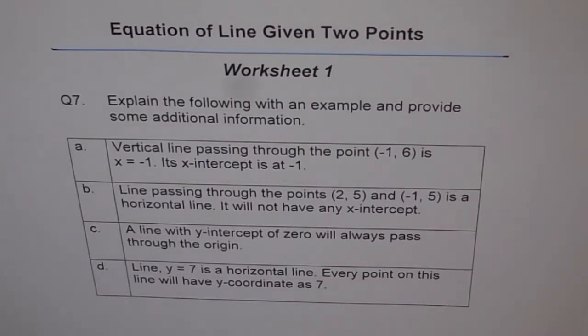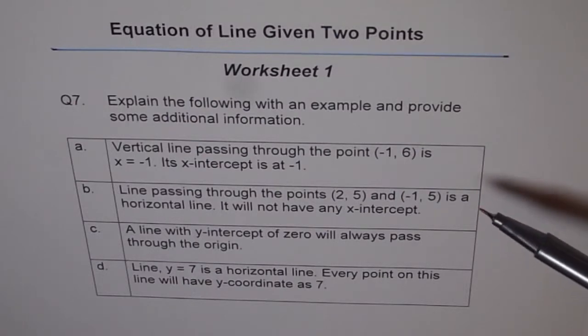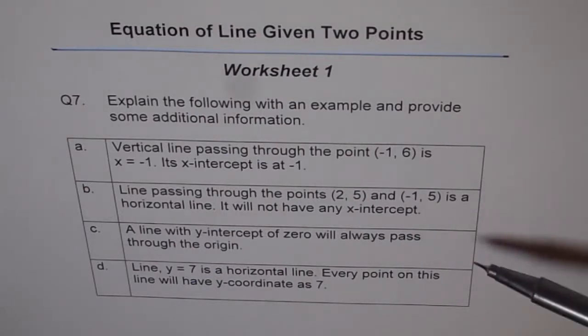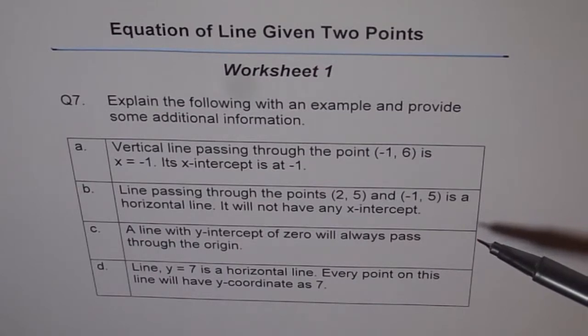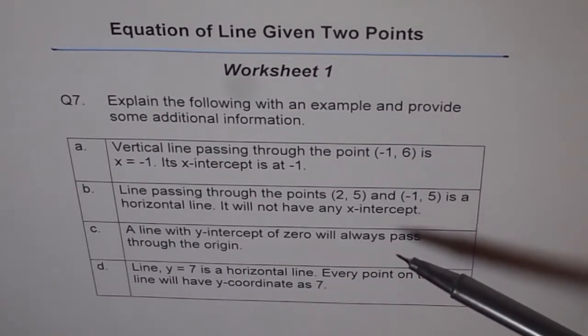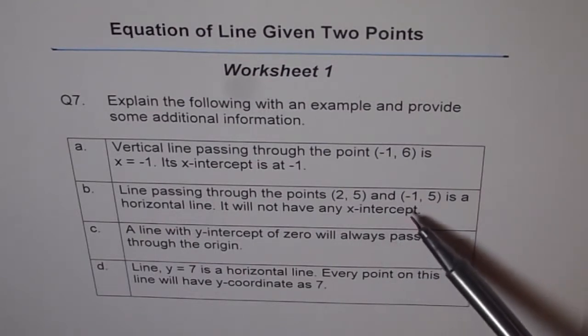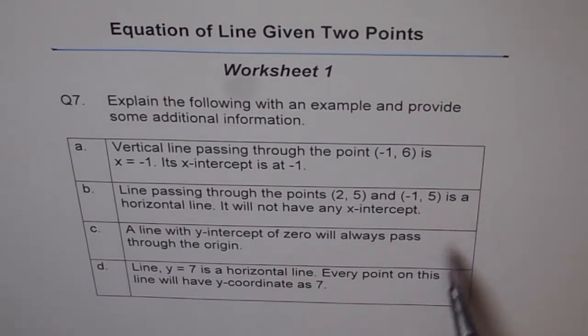Now you need to give me some more additional information on this, which you can always add on to, because by now you know a lot about the vertical line. Now let's move on to part B. It says line passing through the points 2, 5 and minus 1, 5 is a horizontal line. It will not have any x-intercept.